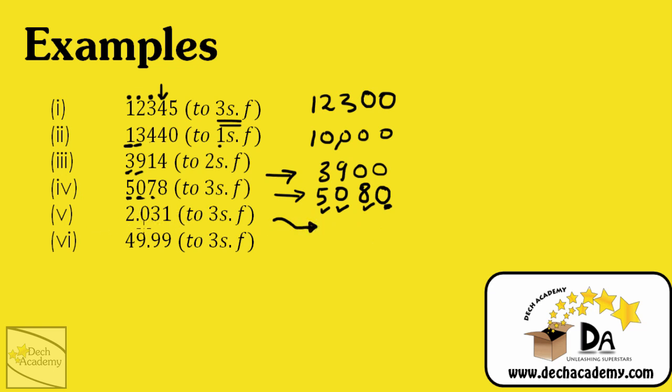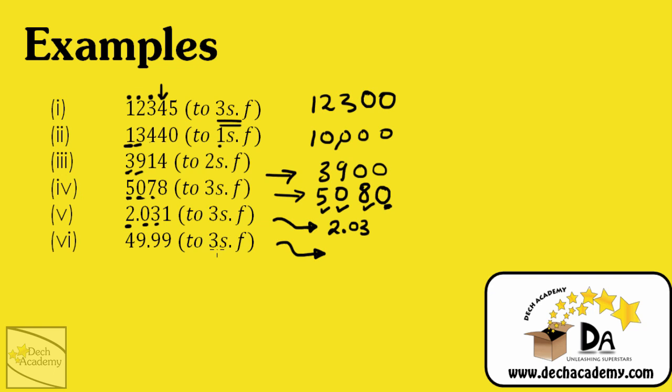2.031 to 3 significant figures. Well, this is a significant figure. This 0 is significant. It is after a decimal point and to the right of a non-zero digit. This 3 is also significant. So the first non-significant figure is 1, which I'll round down because it's less than 5. So I have 2.030, which I don't have to write since it's a 0 after the decimal point. So 2.03.